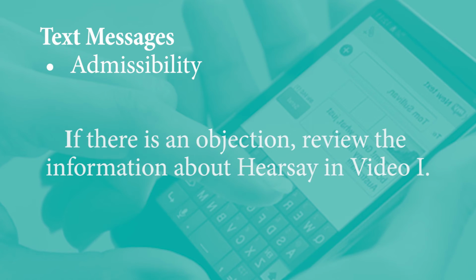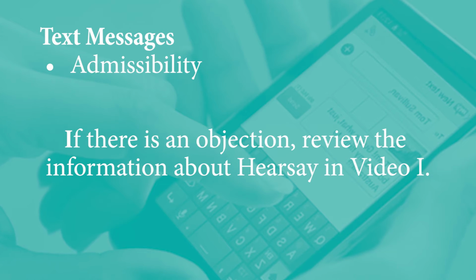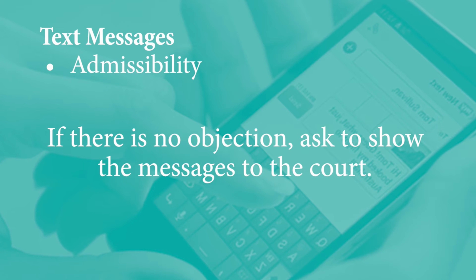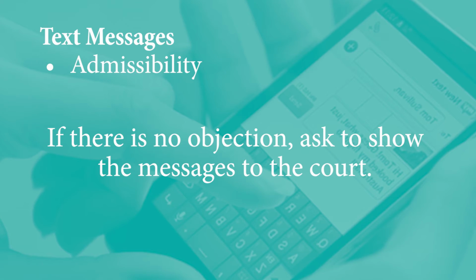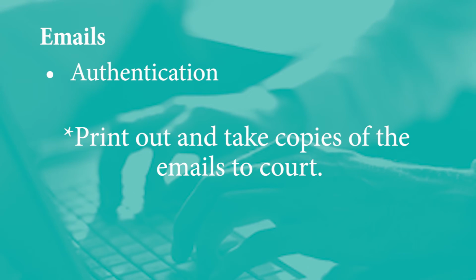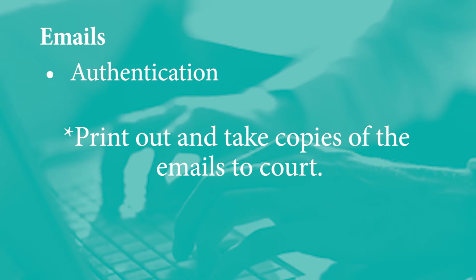Admissibility. If there is an objection, review the information about hearsay in Video 1. If there is no objection, ask to show the messages to the court. Emails. Authentication. Print out and take copies of the emails to the court.